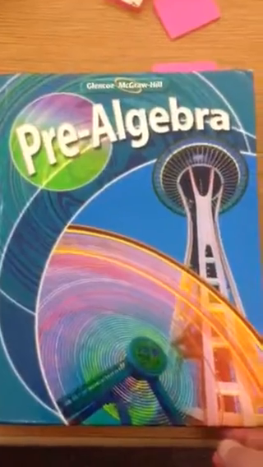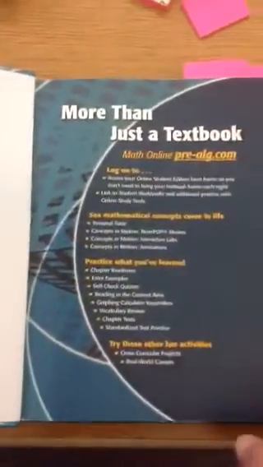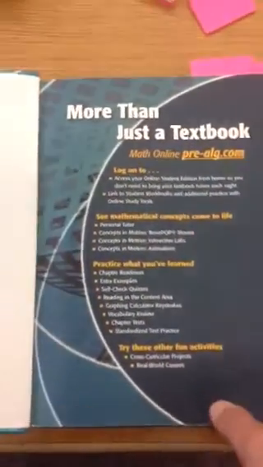Okay, let me introduce you to our textbook. This is the Pre-Algebra textbook, and I just want to do a quick book walk through. As we start through here, you'll notice that there are a lot of different things that you don't really notice in a book. The first thing of major importance is the table of contents.